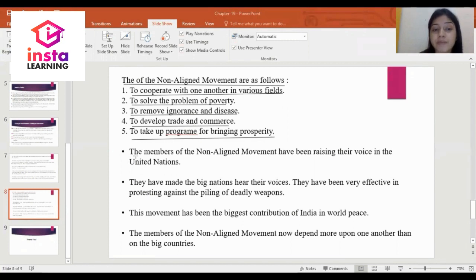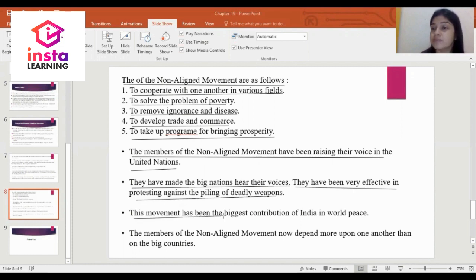The members of the non-aligned movement have been raising their voice in the United Nations. They have made big nations hear their voice. They have been very effective in protesting against the piling of deadly weapons. This movement has been India's biggest contribution to world peace. जो ये movement था उसका world peace में, विश्व शांति में बहुत बड़ा कंट्रीब्यूशन है. So the members of the non-aligned movement now depend more upon one another than on the big countries.